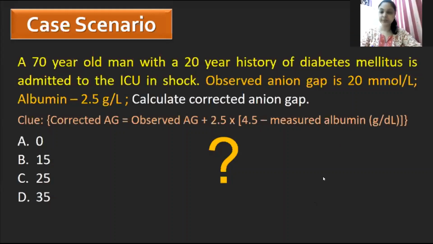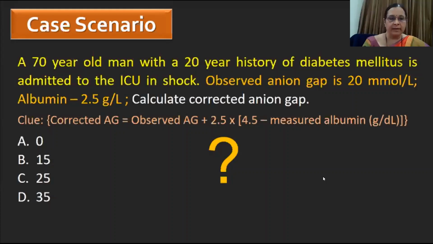Good evening, ma'am. As per the formula, the corrected anion gap will be observed anion gap, which is 20, plus 2.5 into 4.5 minus the measured albumin, which is 2.5. So this comes to 20 plus 2.5 into 2, which comes to 20 plus 5. So corrected anion gap is 25, which is option number C. Very good. Excellent. That's right. Your answer is right.